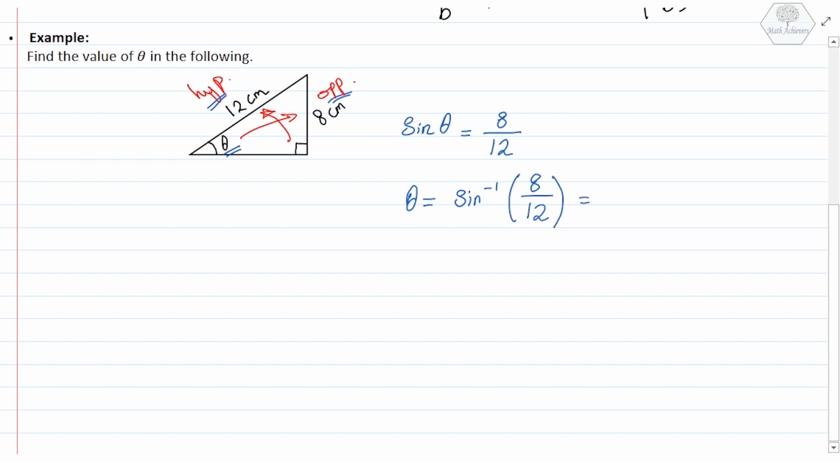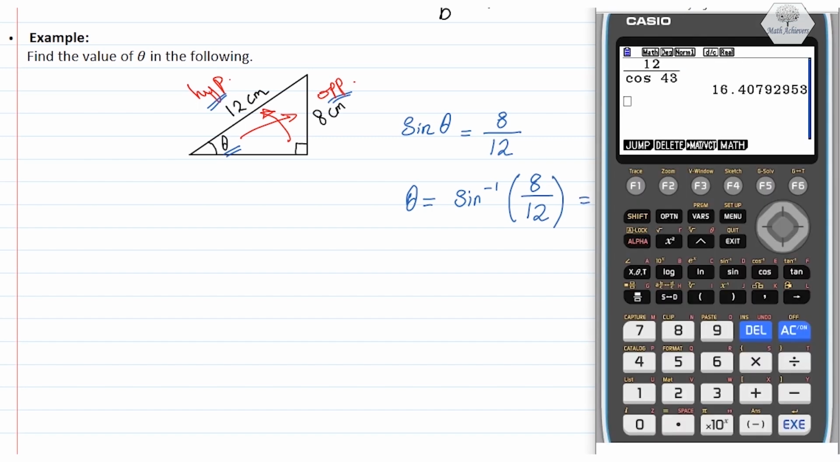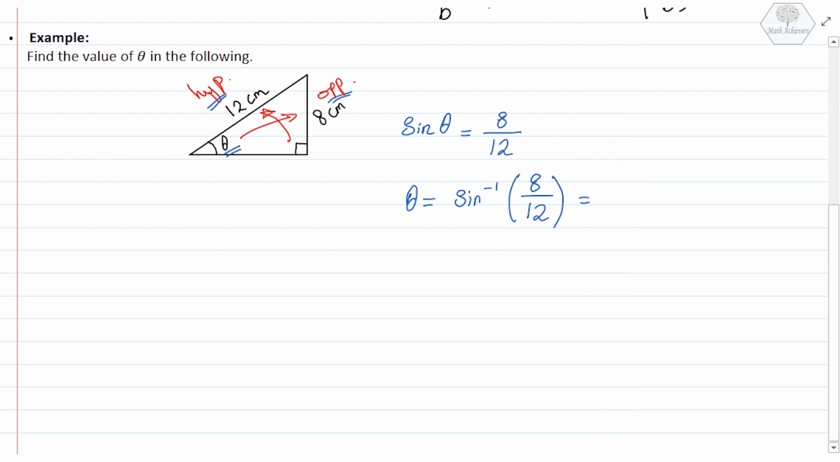So using our GDC, we go to the run matrix and we press shift sine. It gives me the sine inverse and brackets. I add the fraction 8 over 12. I close the bracket and this value would be equal to 41.8 degrees. So this value is 41.8 degrees.